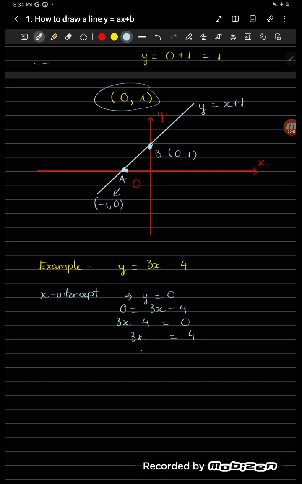Okay, and then you divide both sides by 3, and then you have x equal to 4 over 3, right? So you can see in this case, your x-intercept is 4 over 3, where y equal to 0, right? And you can see the fraction is not so nice. When you draw a graph, of course you still can keep it, but to me it does not look nice. So I will choose a different point later.